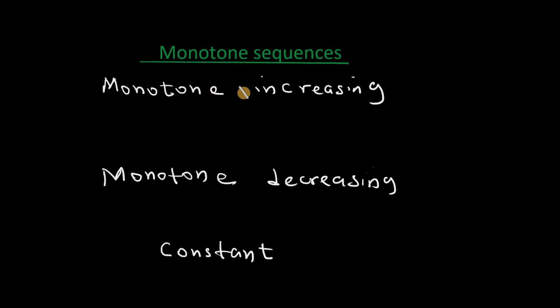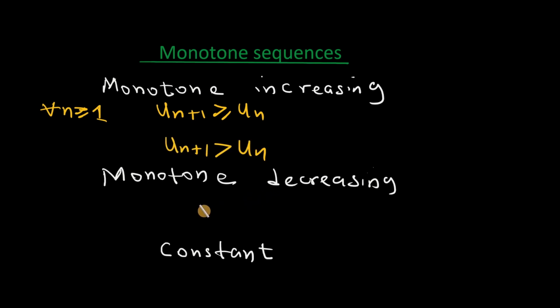Monotone sequences. A sequence can be monotone increasing, monotone decreasing, or constant. A sequence UN is said to be monotone increasing if for all n greater than or equal to 1, UN plus 1 is greater than or equal to UN. If the sequence is strictly monotone increasing, UN plus 1 is greater than UN.